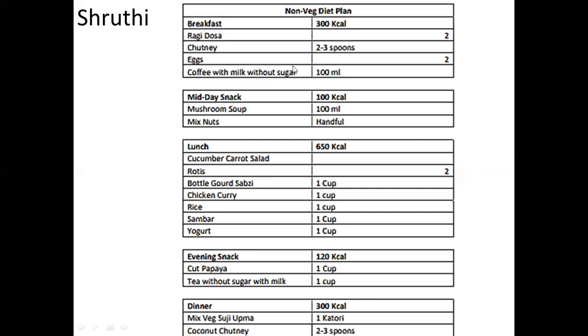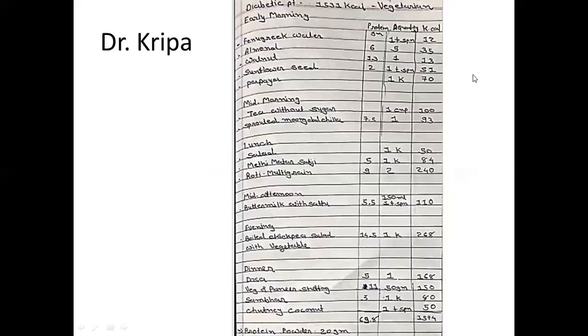Moringa leaves are good in folic acid and iron and all the vitamin B complexes as well. But I'm not sure if they are anti-diabetic in nature. This is submitted by Dr. Kripa.